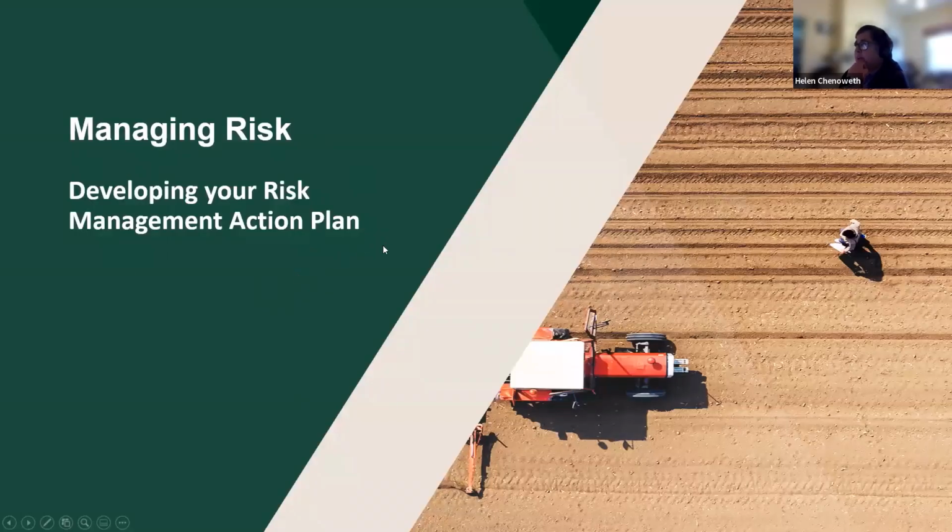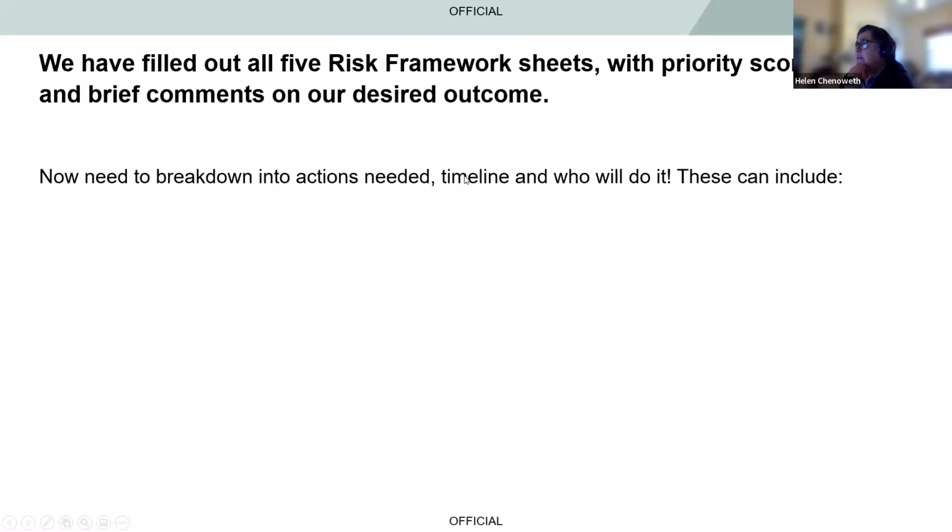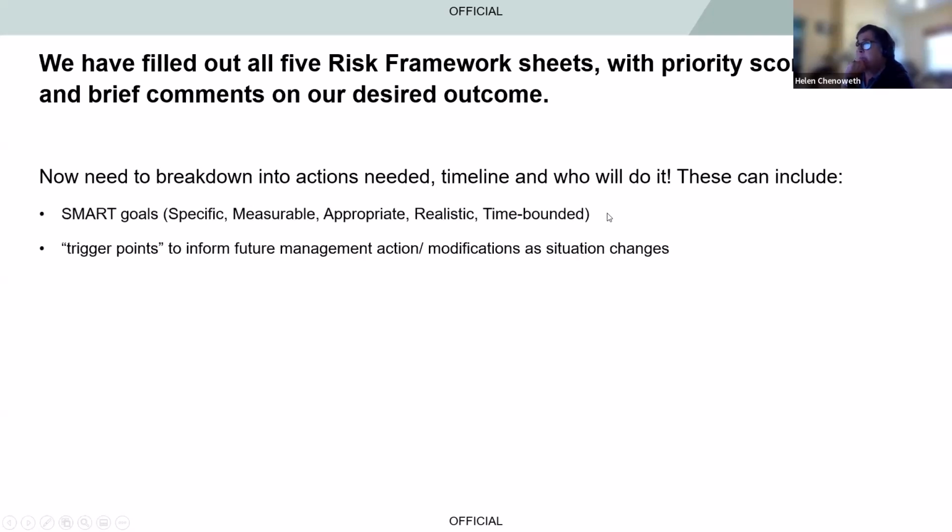And finally, developing the action plan, because it's great to talk about all these things, but it's good to actually have a plan of attack as well. So we filled in all those frameworks, those 5 framework sheets that we talked about, breaking down the actions into the timeline and who will do it. So this is part of the action planning information, using SMART goals if we can.